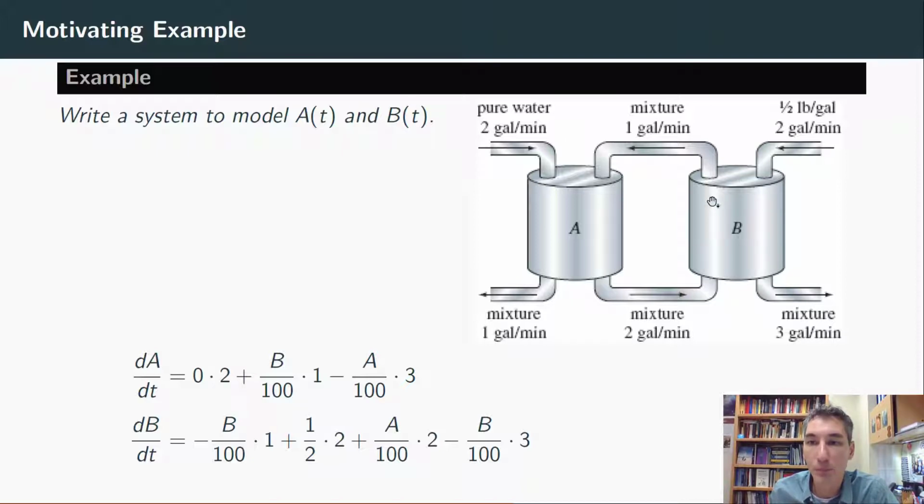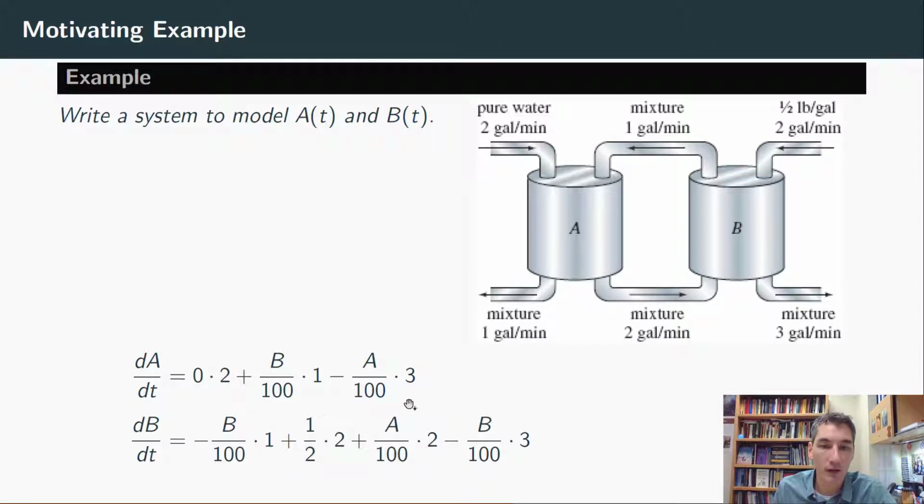Then we've got water from B coming into tank A at 1 gallon per minute. And there's B over 100 pounds per gallon. So B over 100 would be pounds per gallon times 1 gallon per minute. So this is pounds per minute as well. And then A is leaving at, let's see, 1 out, 2 out, that's 3 out. So 3 gallons per minute, and then A over 100 is how many pounds per gallon?